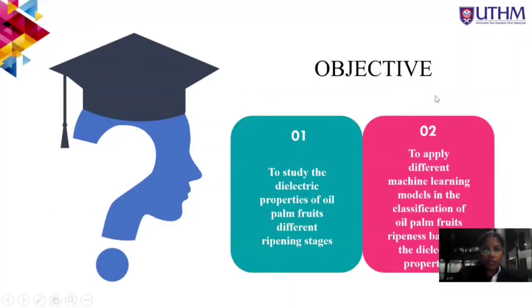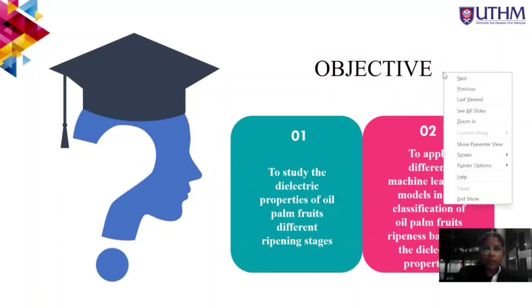The first objective of this study is to study the dielectric properties of oil palm fruits at different ripeness stages. And the second objective is to apply different machine learning models in the classification of oil palm fruit ripeness based on the dielectric properties.